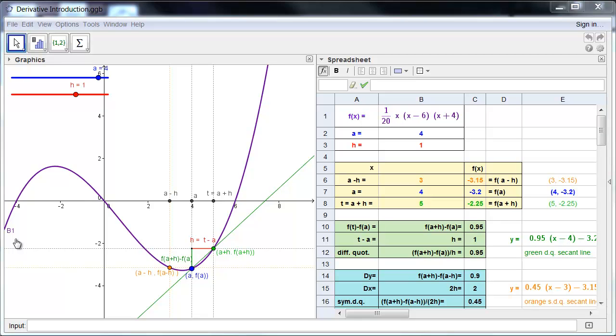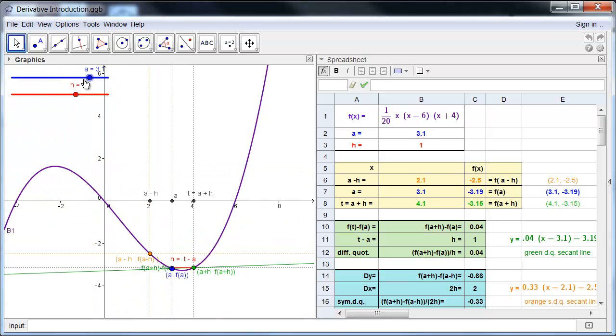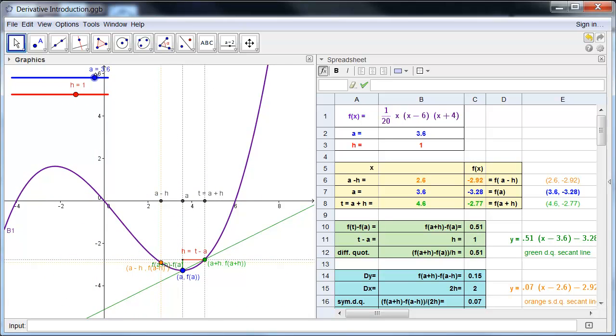So if you look at this graph that you see here, the graph in purple is the graph of our function f of x, and at the moment I have this set as the function 1/20th times (x minus 6) times (x plus 4). So we have this nice little cubic polynomial function graphed in purple. Now we're going to take this and select a point on this curve by selecting a value for a.